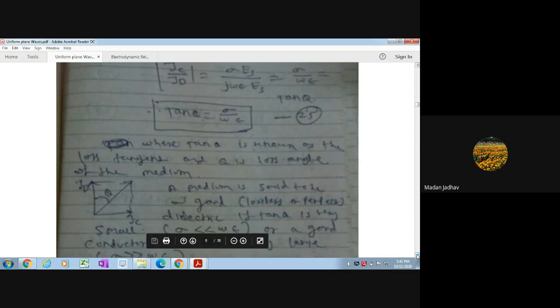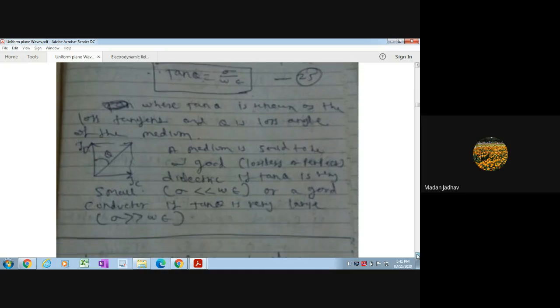Sometimes the question may be asked to find out the displacement current density. At that time, you should remember this equation. The ratio of these magnitudes represents tan theta, which is sigma divided by omega into epsilon. From that we can find out the displacement current density, conduction current density, and also judge whether this particular medium is a good conductor or a perfect dielectric.